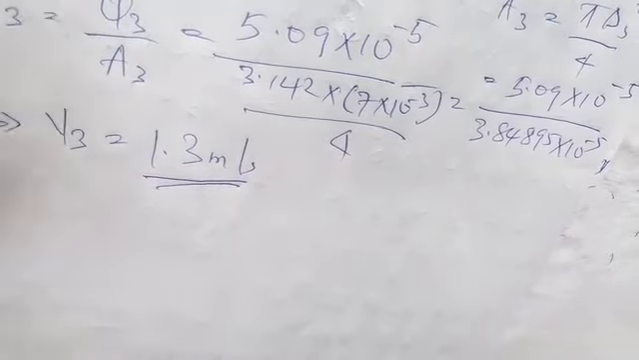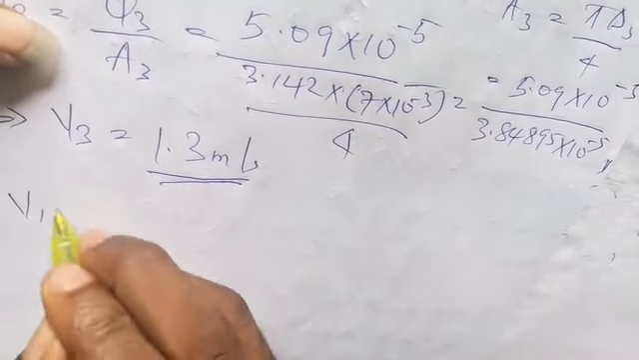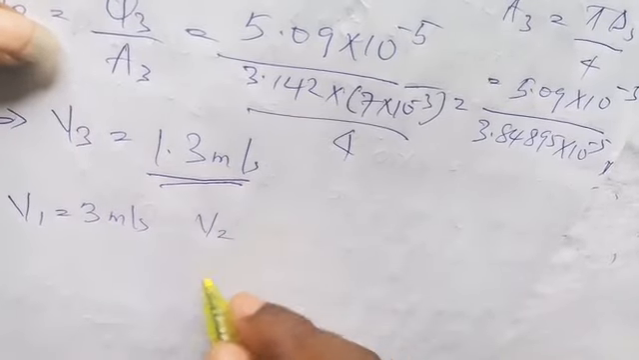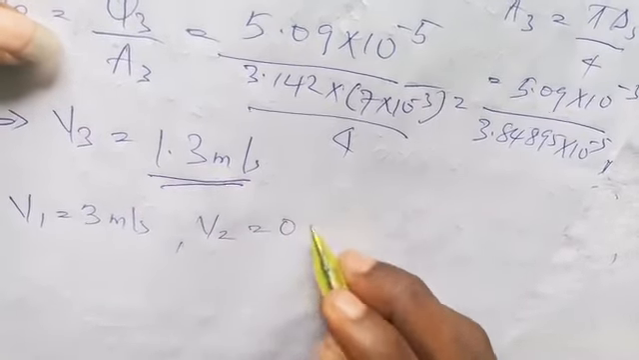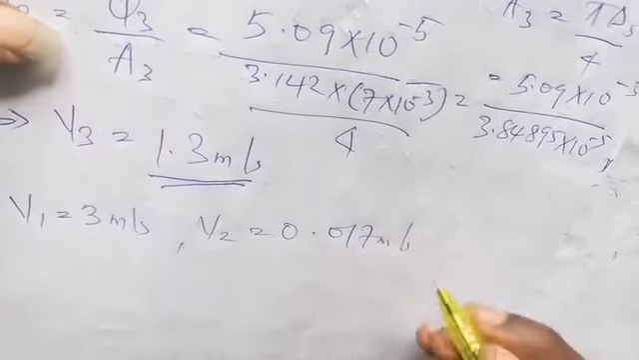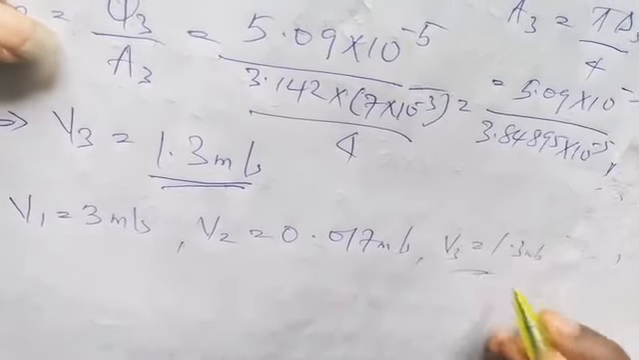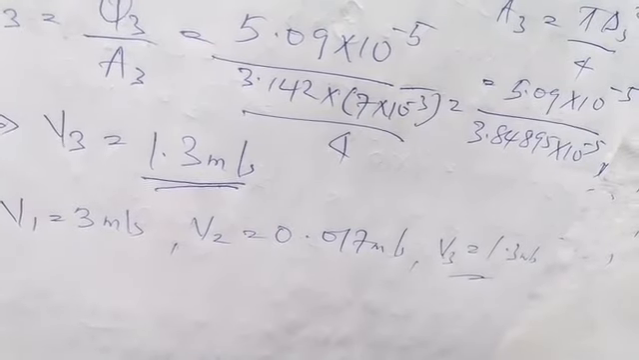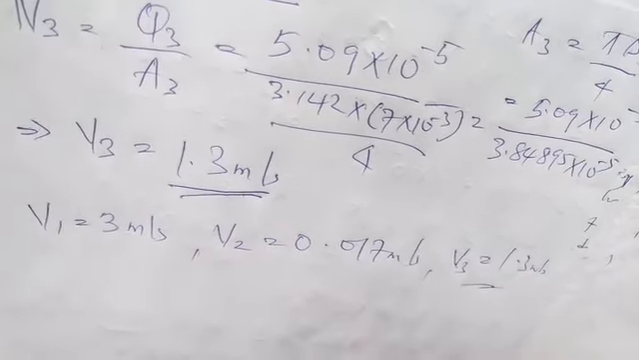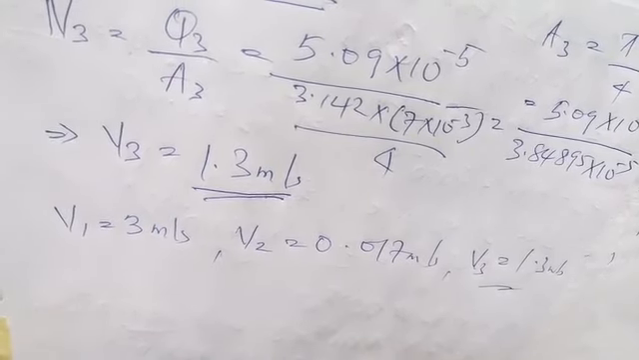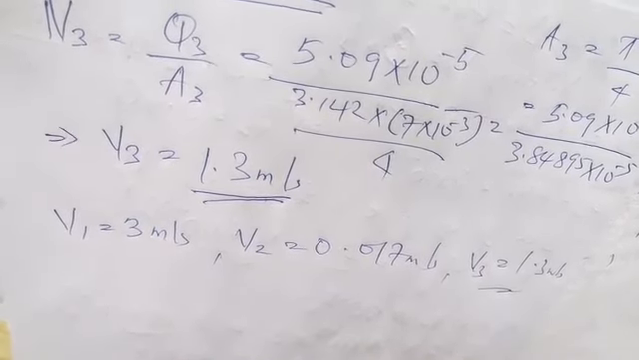So notice that V1 has a speed of 3 meters per second, V2 has a speed of 0.017 meters per second, and V3 has a speed of 1.3 meters per second. And you might want to know why is it so? It is simple. The larger the diameter, the smaller the speed of flow. So if the diameter is large, the speed becomes smaller.